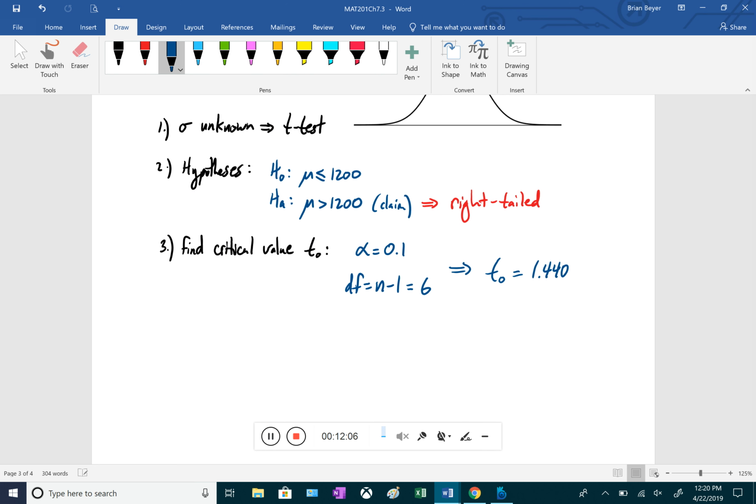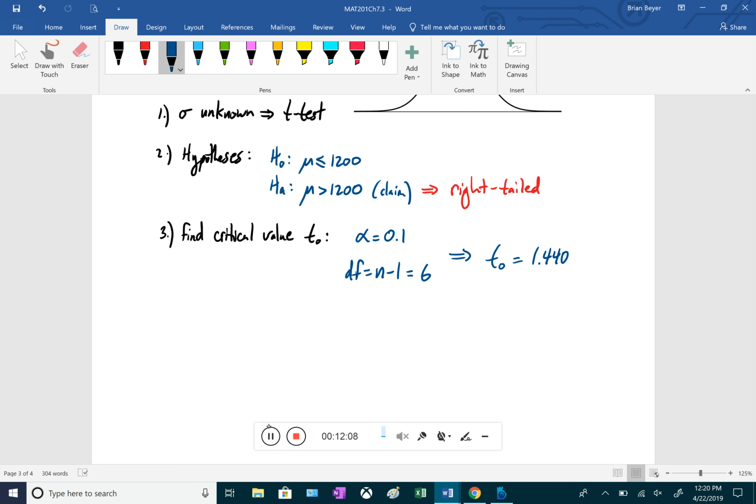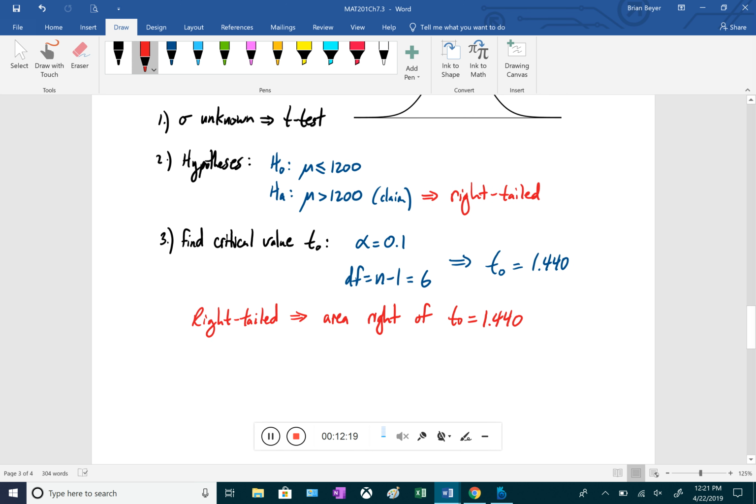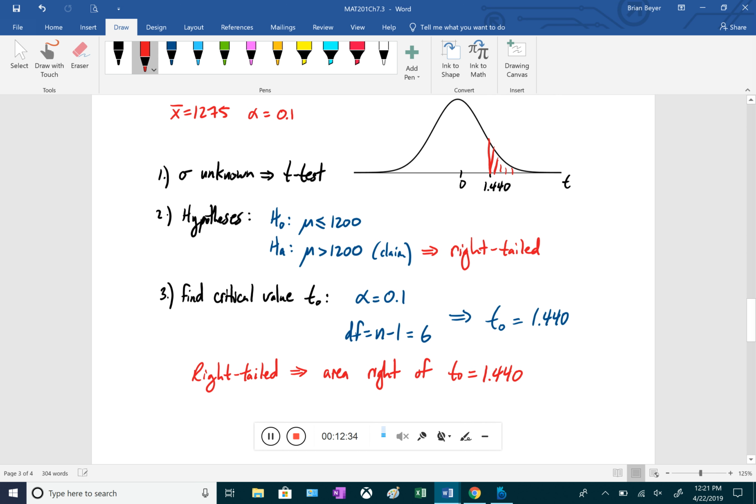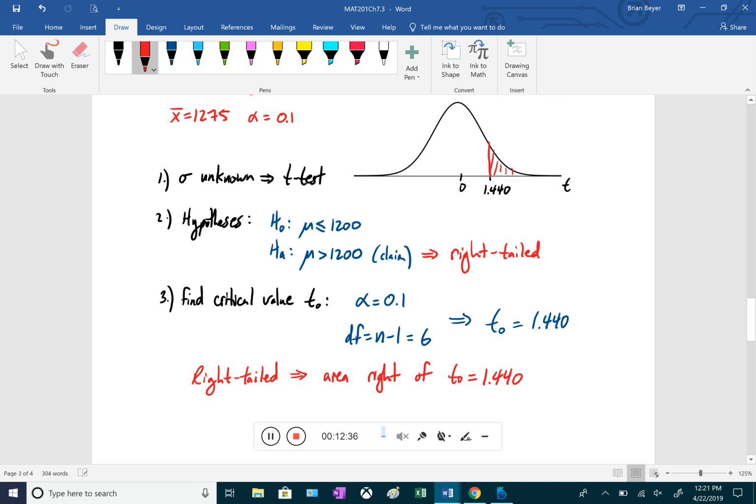So we are doing a right-tail test. Since it's a right-tail test, the area that we're filling in is the area to the right of positive 1.44. We go up to the graph here and put 1.44 somewhere to the right of 0, and we shade in the area to the right of this. Now we're going to calculate the t-score, that standardized test statistic, and see if it falls within that region again.